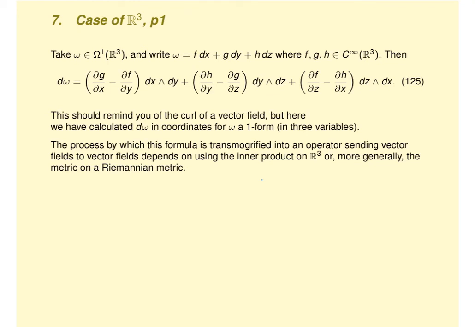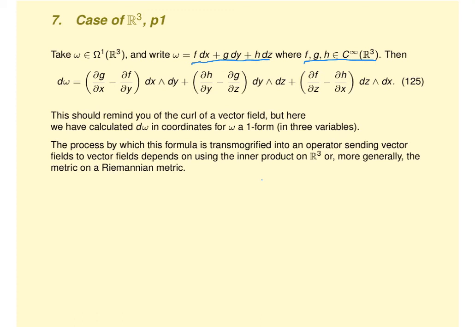Let's go on to R3 and look at the corresponding thing for one forms. Again, omega is a one form, and I'll write it as f dx plus g dy plus h dz, where the f and the g and the h are functions of x, y, and z, smooth functions. Then the d omega comes out like this, and this is essentially just the same calculation as in R2, except that we now have three coordinates.